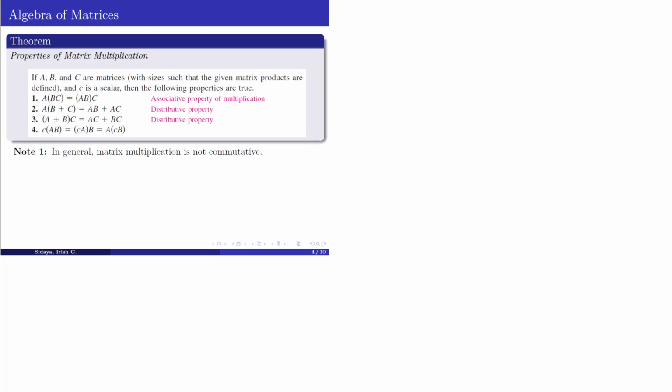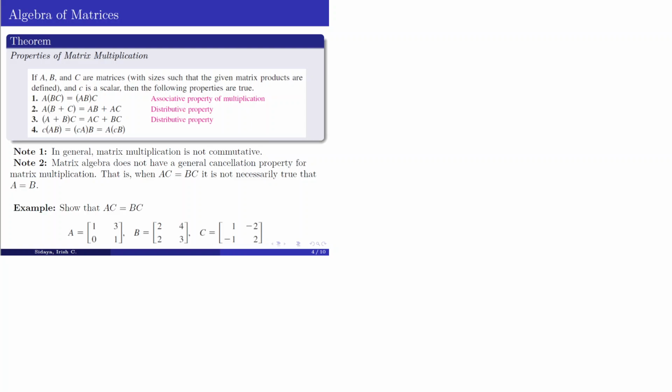Now note that in general, matrix multiplication is not commutative, and matrix algebra does not have a general cancellation property for matrix multiplication. That is, if AC is equal to BC, it is not necessarily true that A is equal to B. So for example, we show that AC is equal to BC given the following matrices.